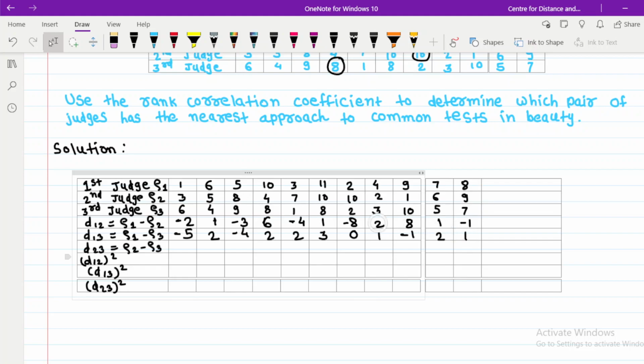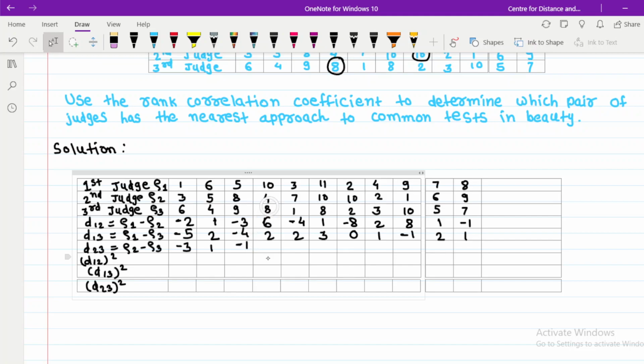Then we have to calculate the value of D23, that is row 2 minus row 3. 3 minus 6 is equal to minus 3. 5 minus 4 is equal to 1. 8 minus 9 is equal to minus 1.